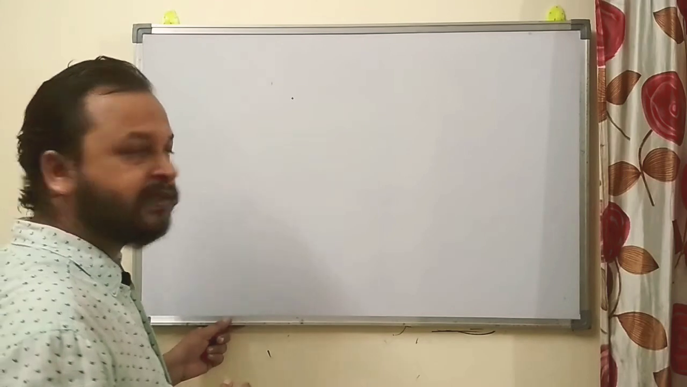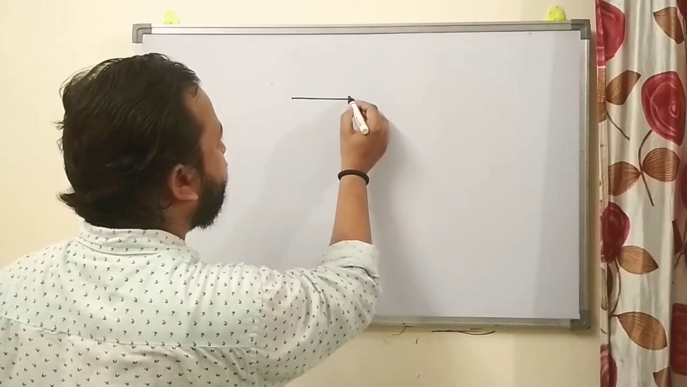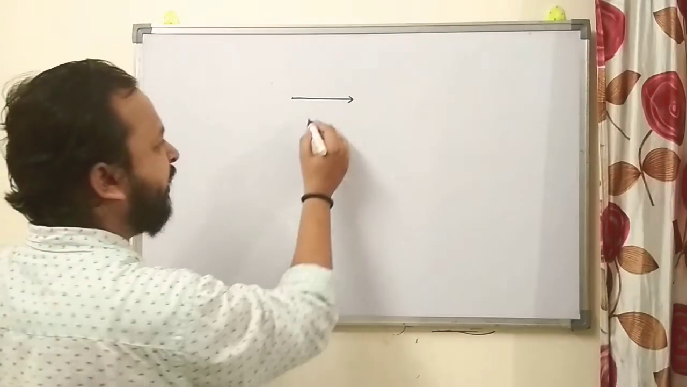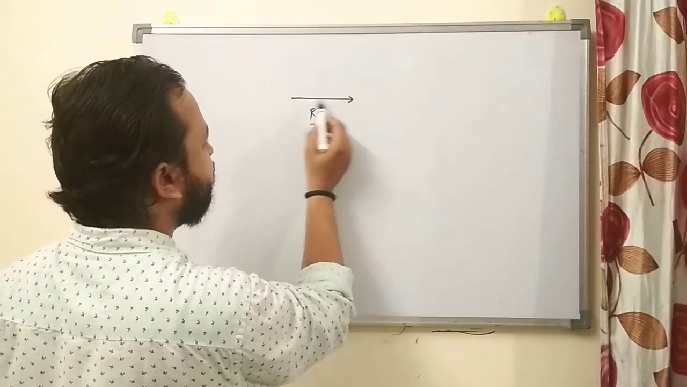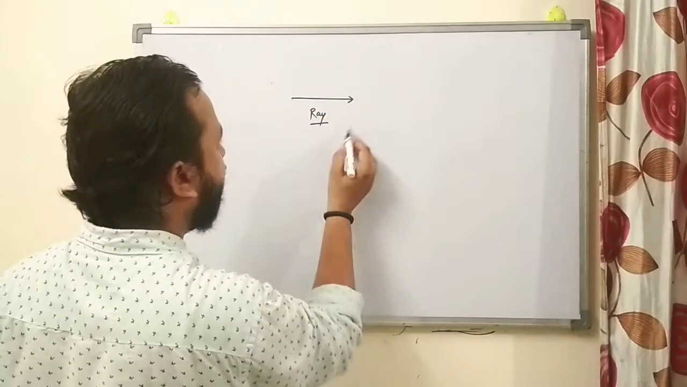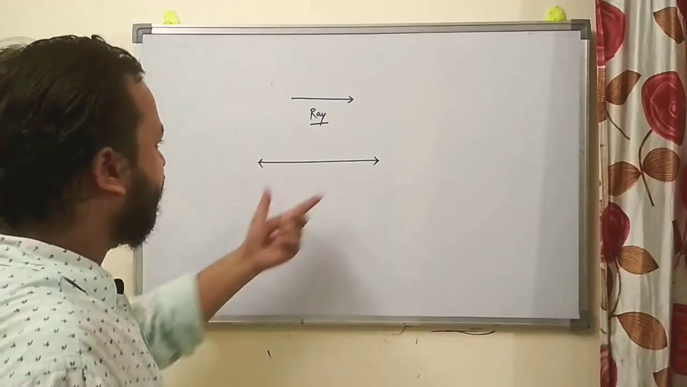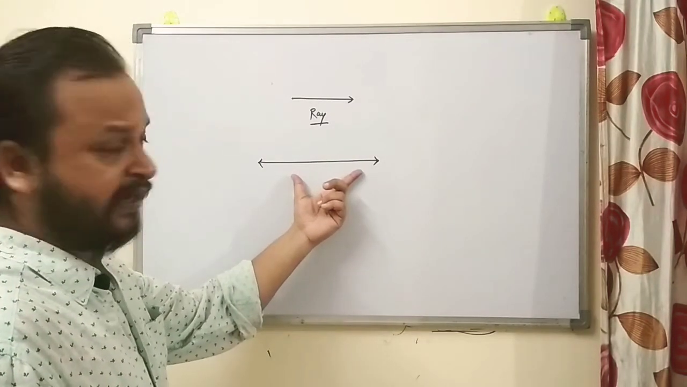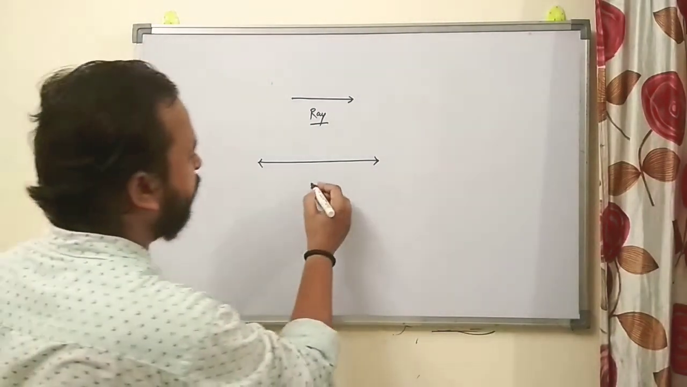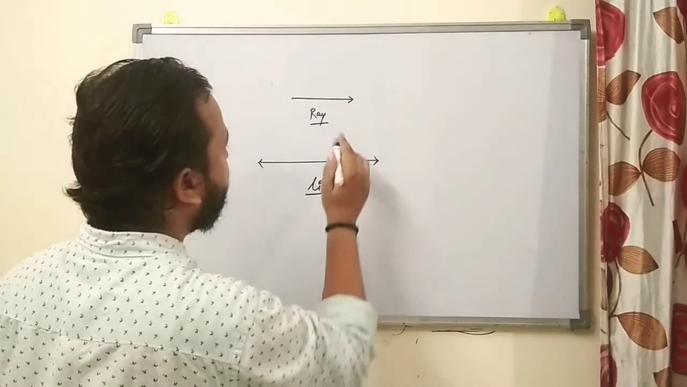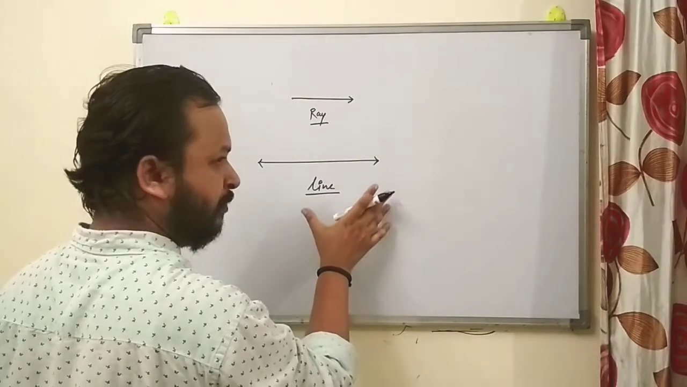This is known as a point, right? And this is known as a ray. Ray means a line started from one point, right? If any line is going in any direction, here it can go infinite and here it can go infinite, this is known as a line, right? So a ray has only one direction and a line has two directions, right?